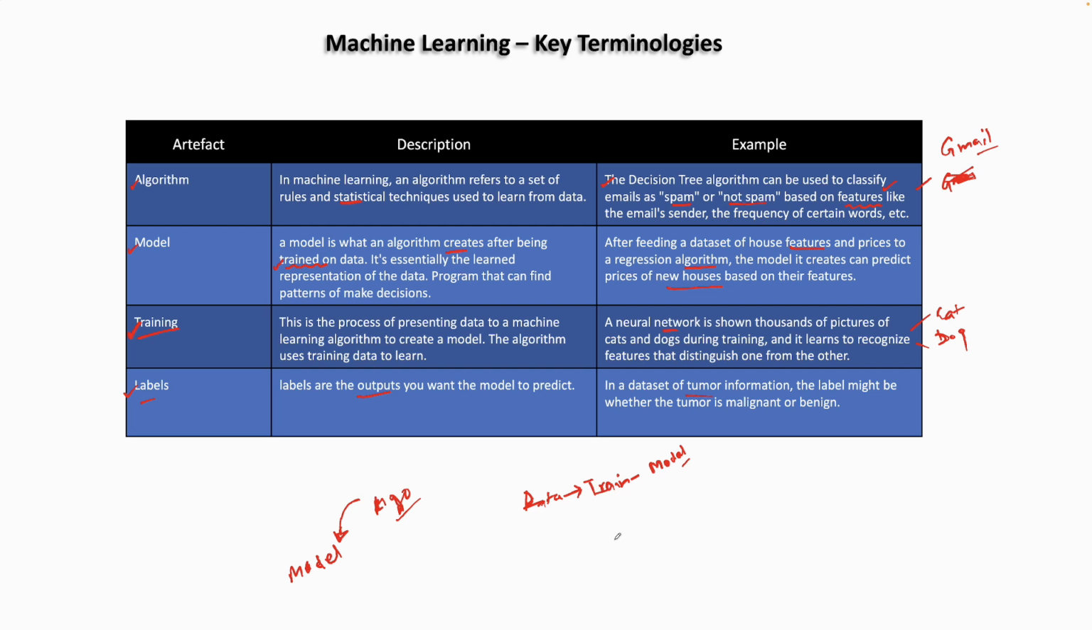So yeah, I think with this we come to the end of machine learning key terminologies. Remember, algorithm: set of rules. Model is what an algorithm creates after being trained on the data. Training is a process of presenting a lot of data to a machine learning algorithm to create a model, right? So you train the data and you create the model. Then labels are nothing but the output.